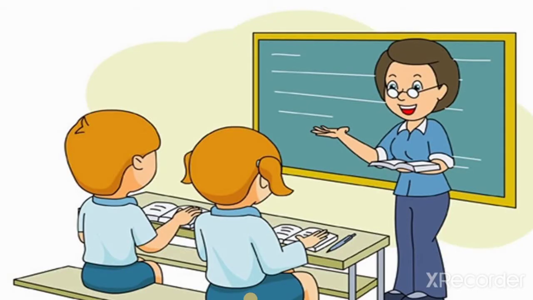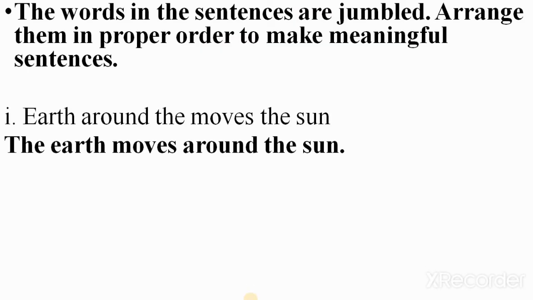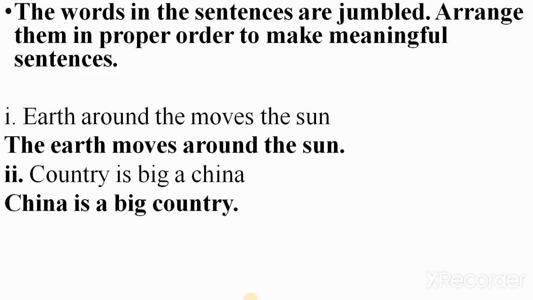In this exercise, you have to arrange the jumbled words in proper order so that the sentences make complete sense. The exercise is here on screen. Look at it carefully. The first is Earth's round, the moves the sun. When we arrange this sentence in proper order, your answer will be the earth moves around the sun. Next is country is big a China. Correct sentence will be China is a big country.